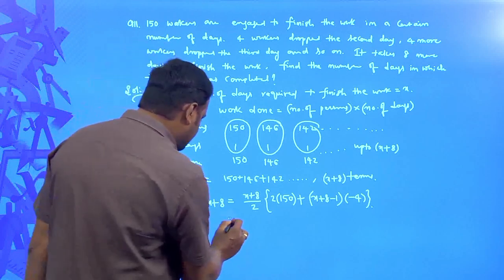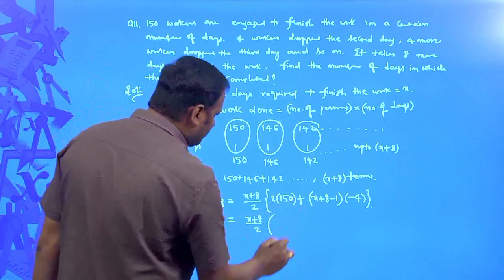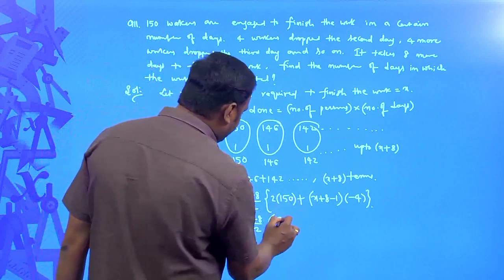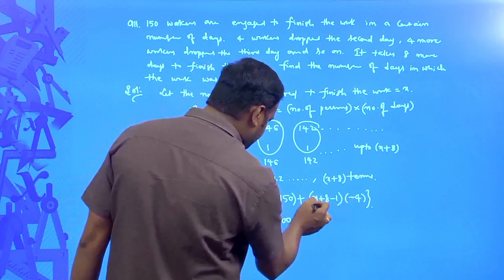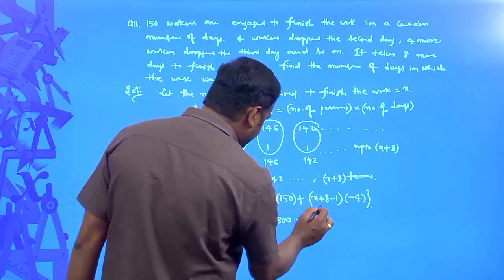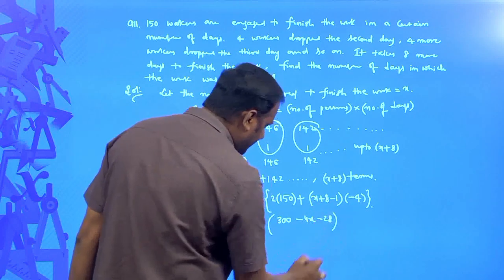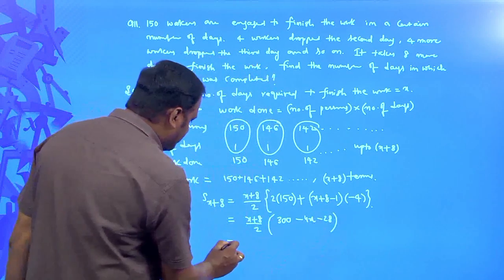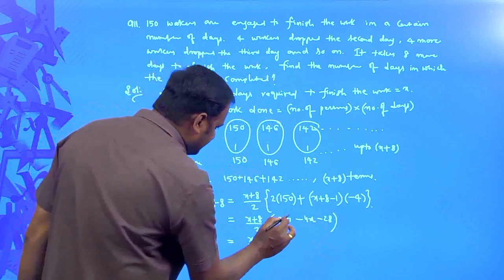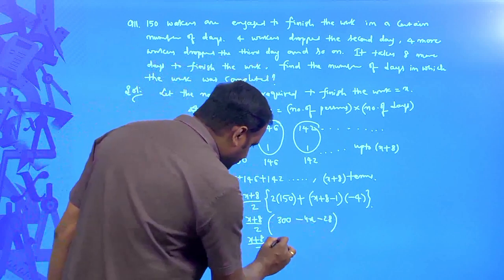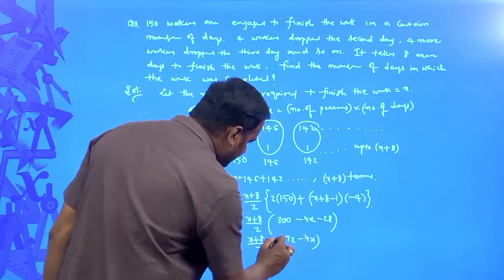Okay. So, this is (x+8)/2 × (2 × 150s are 300, and x+8−1 = x+7, times −4 is −4x, and 7 × 4s are −28). So, finally, I am going to figure it out: (x+8)/2 × (300 − 28 − 4x) is equal to (x+8)/2 × (272 − 4x), correct.